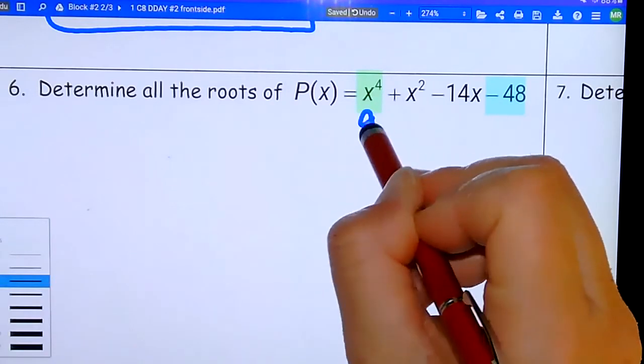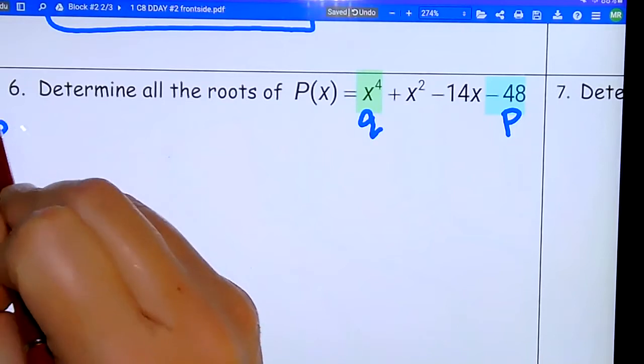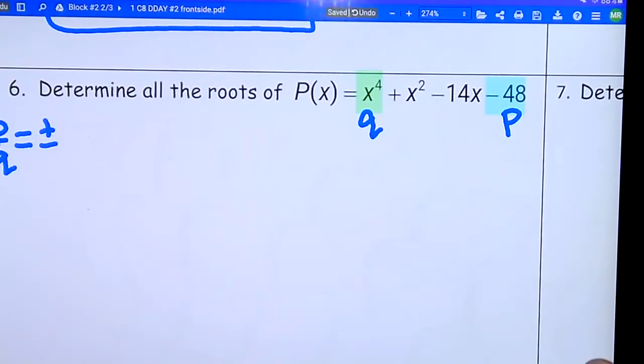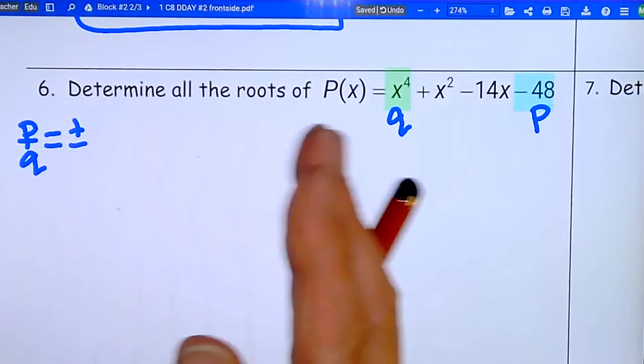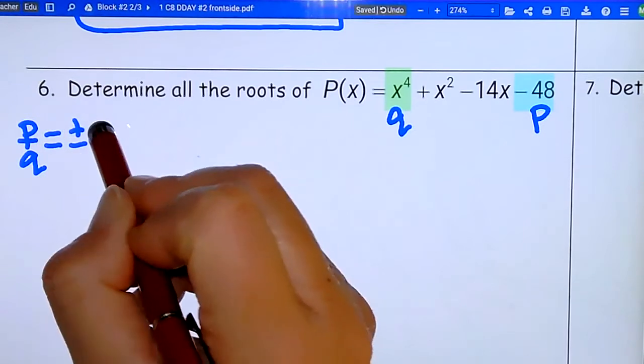So again, this is going to give me my q. This is going to give me my p. So I'm going to have p over q equals, and I have plus and minus in front of everything. I'm just going to put it at the front, but everything's going to be plus or minus. I'm going to have all factors of 48. There's a lot of factors of 48.